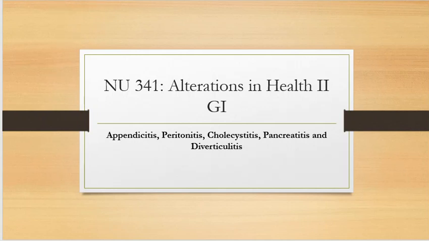We are going to start with a GI series in your Alterations in Health 2. So in the GI series, we're going to cover appendicitis, peritonitis, cholecystitis, pancreatitis, and diverticulitis. And you'll kind of see my way of presenting.